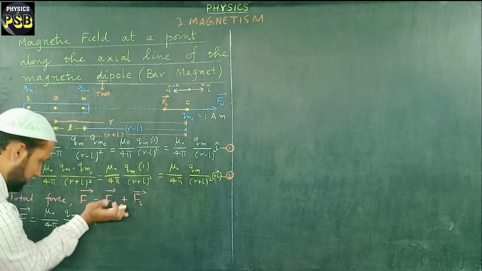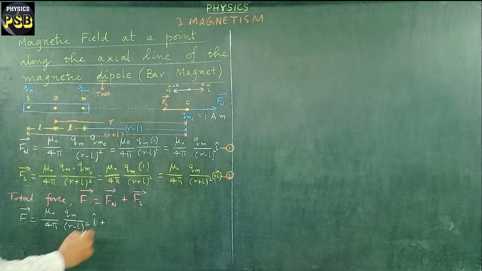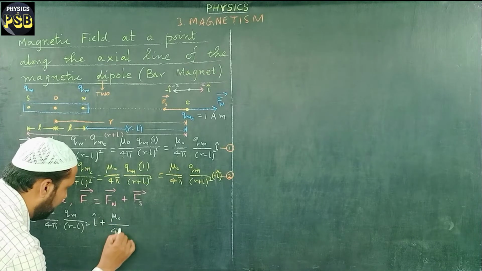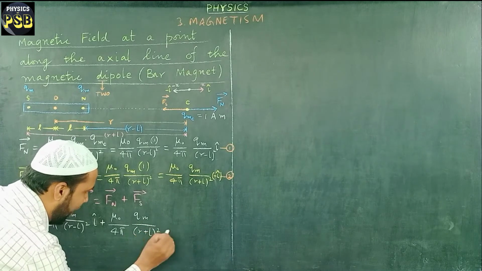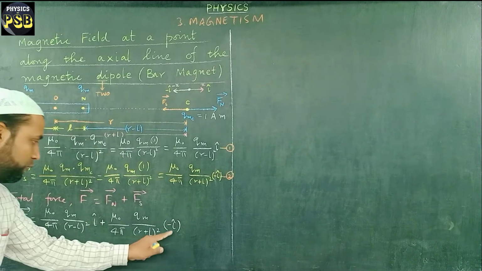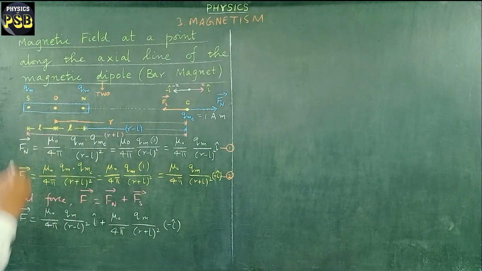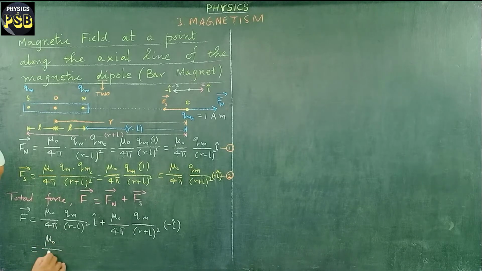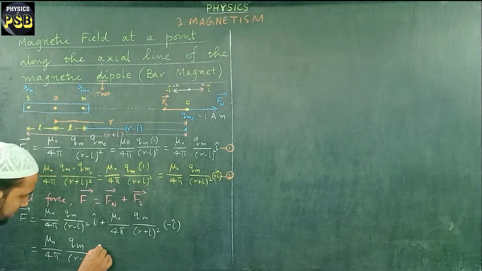Your i cap is included here. It is added with this. You get mu naught upon 4 pi Qm upon R plus L whole square. Now it's multiplied with minus i cap. Clear? Now, when you multiply this with the plus, minus into plus becomes minus. So in the next step, I get this: mu naught upon 4 pi Qm upon R minus L whole square i cap.